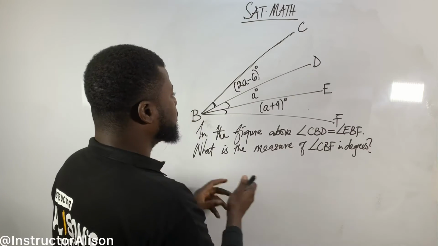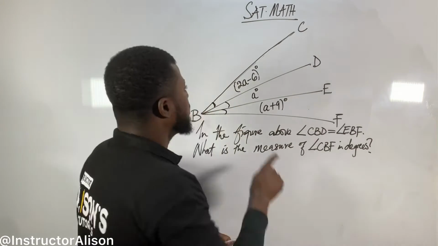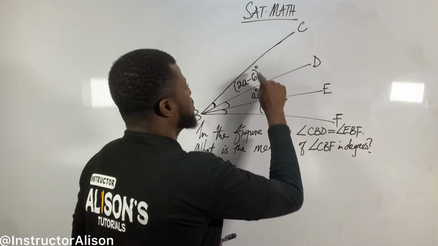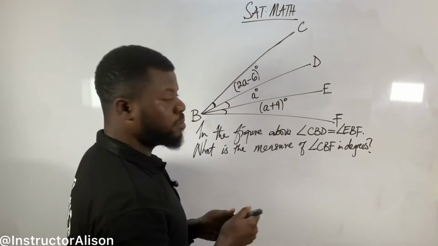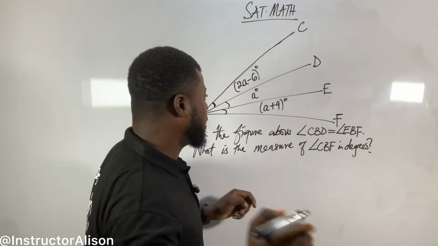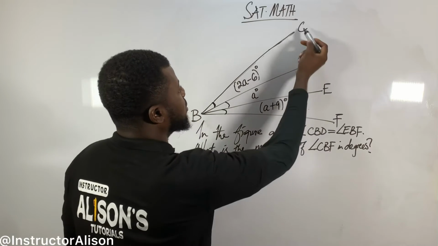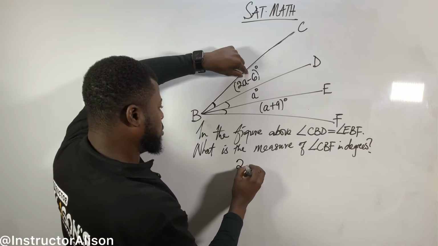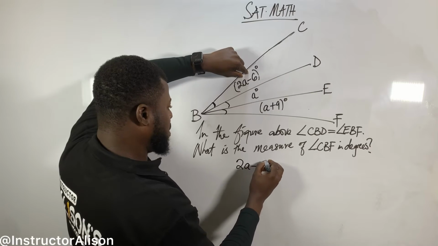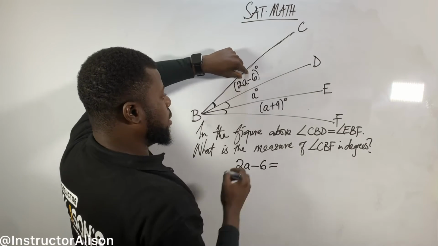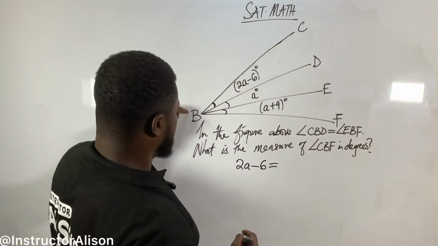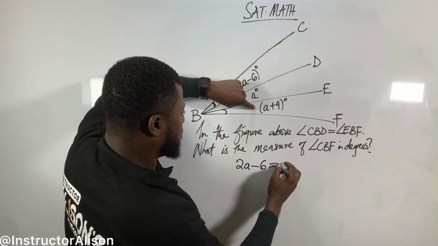So what will happen now? The first thing we want to do is to equate this one to this one, because they did not tell you that this angle is equal to this angle. Like I ran through again, they say CBD. Let me write it out. Solution. This angle is equal to this other angle, EBF. Write them out.